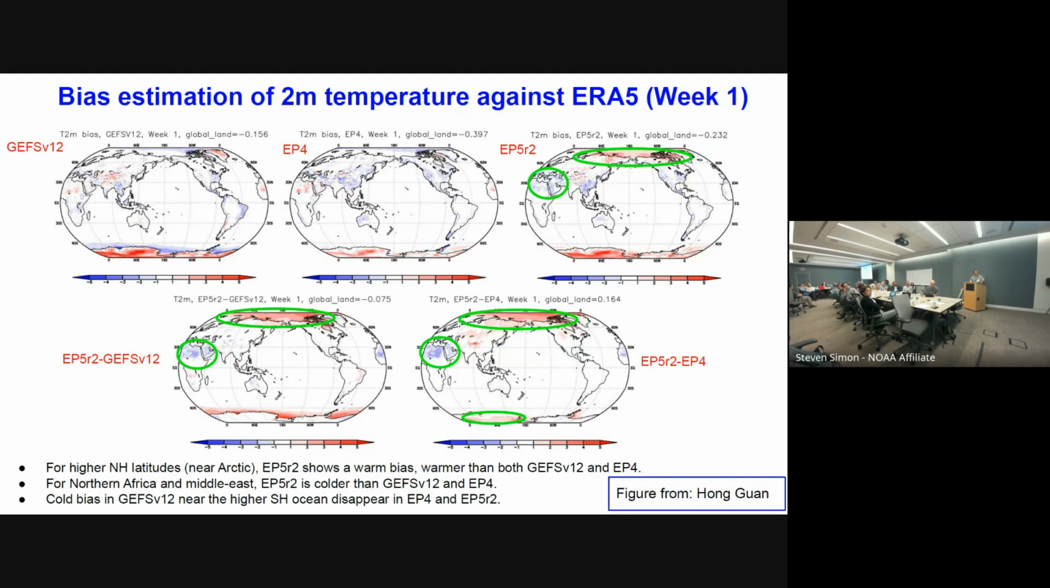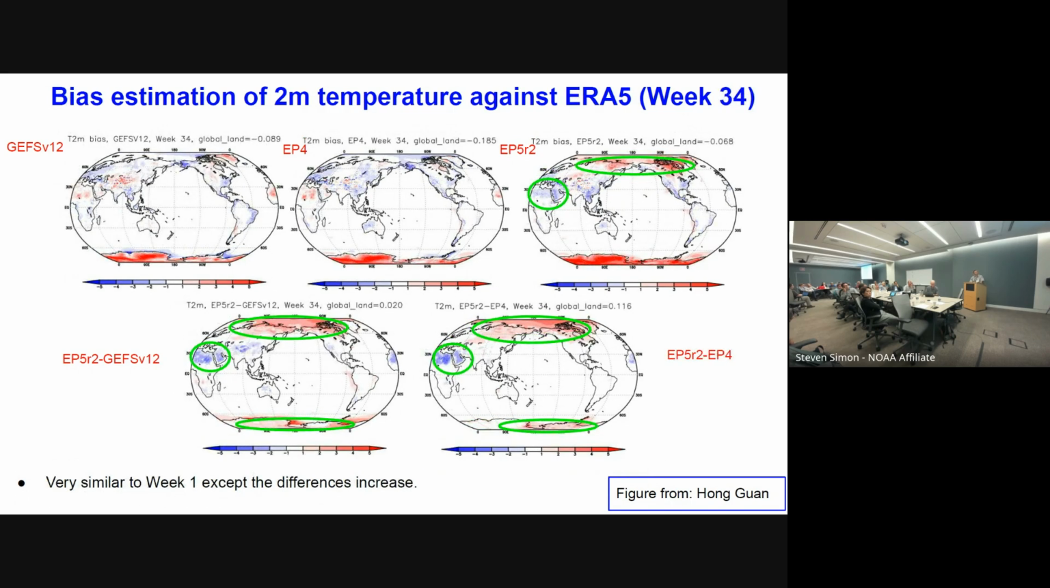But for high latitude, it's pretty different. In GEFS 12 and the EP4, you see the cold bias here. At high latitude in the northern hemisphere, you see a little bit of warm bias in the EP5R2. This is for week 1. The bottom shows the difference between the EP5R2 compared with GEFS 12 and the EP5R2 with EP4. For week 3 and week 4, the pattern is pretty similar, but only the magnitude has increased. The warm bias in the high latitude is still there.